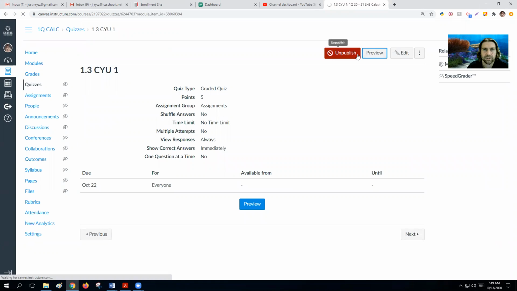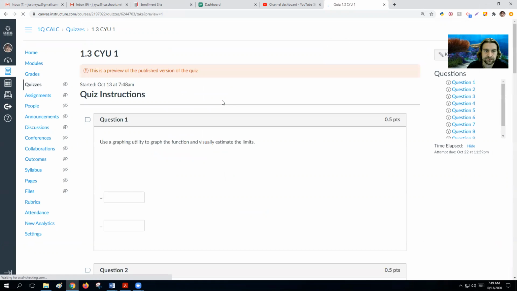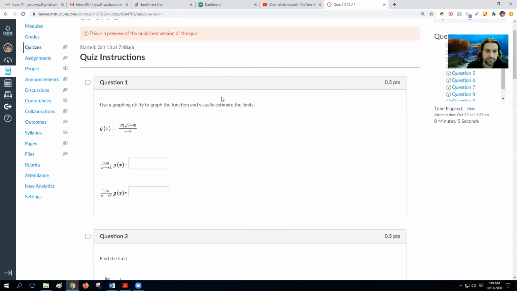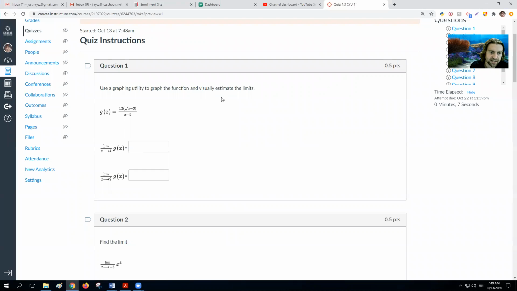Let's take a look at what's going on in this one. Okay, so if I want to find the limit as x goes to 4 of g of x, I'm just going to plug 4 into the problem here. So what's 12 times the square root of 4 minus 3 over 4 minus 9? All right, so let's see, that'd be 12 times the square root of 4, which is 2, minus 3, over 4 minus 9, which is negative 5. So what are we dealing with here?